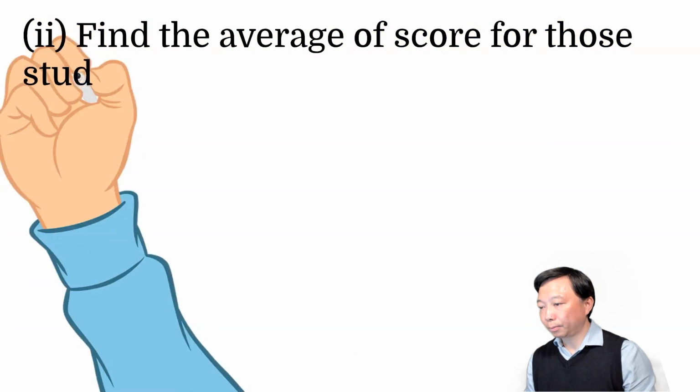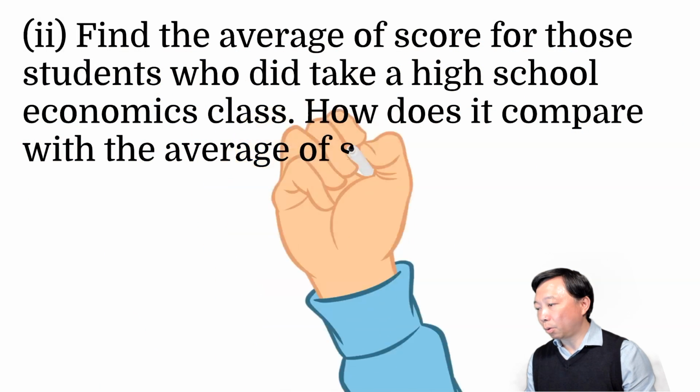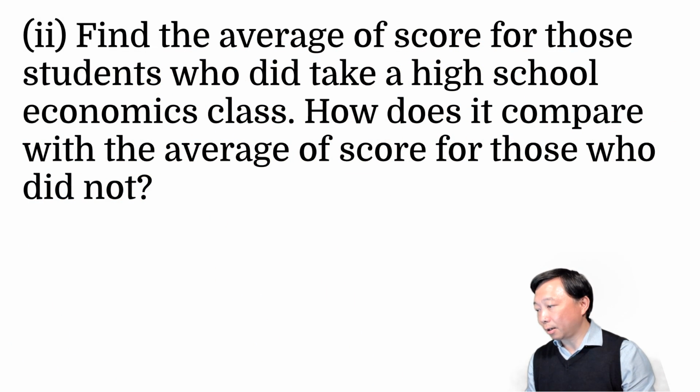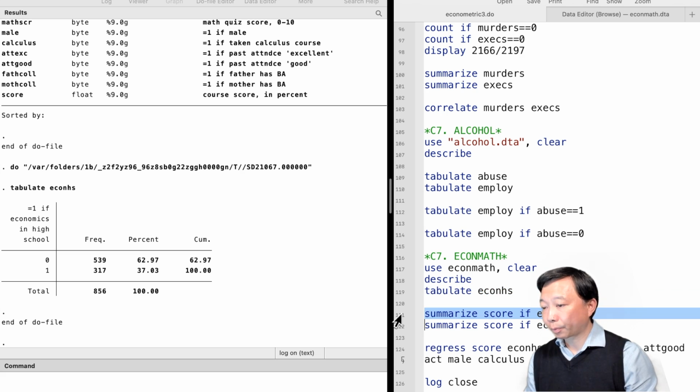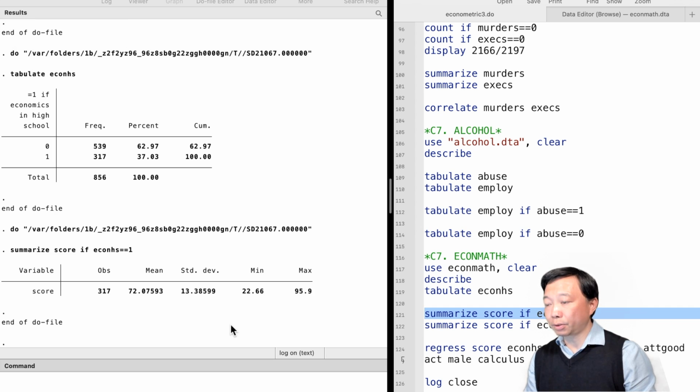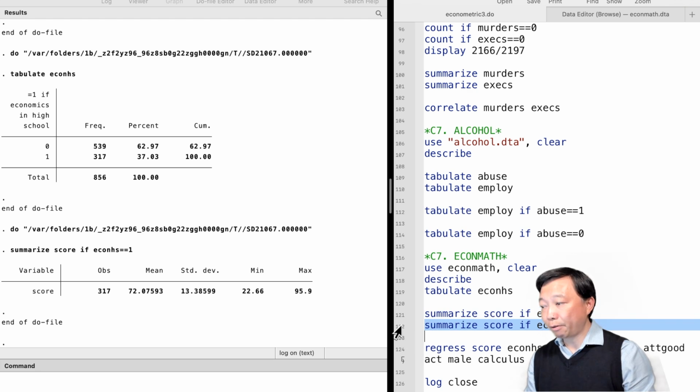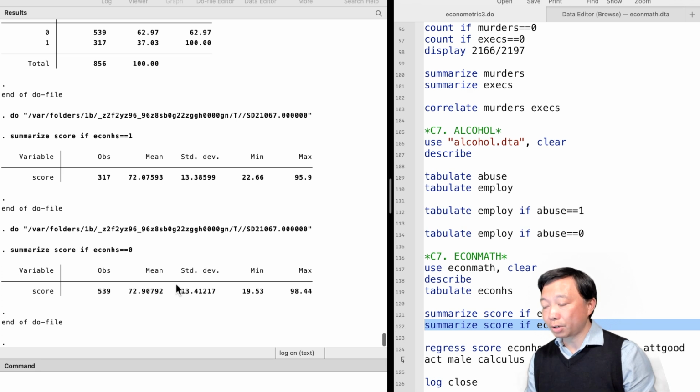The second question: find the average of score for those students who did take a high school economics class. How does it compare with the average of score for those who did not? The average score for the students who took a high school economic class is 72.08. The average score for the students who did not is 72.91. The latter is a little bit higher.